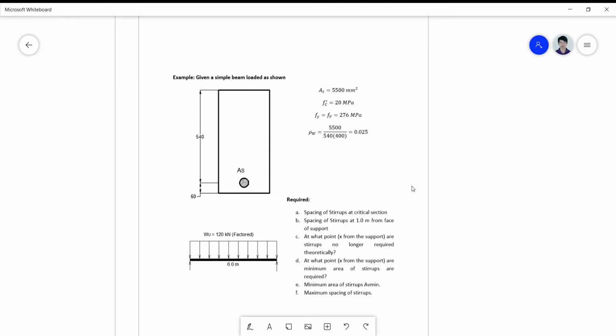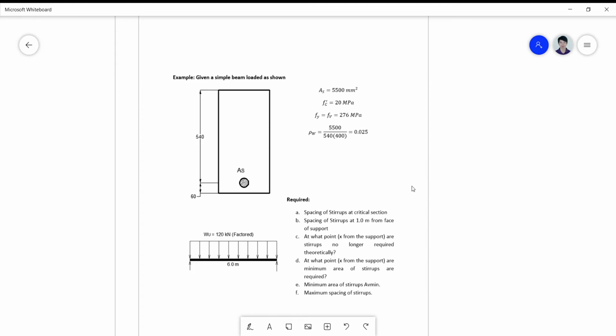Okay guys, so let's solve a problem here on shear concepts. We have here a simple beam loaded as shown. It's a single reinforced beam with a depth of 540, a cover of 60 millimeter, and an area of steel which is 5,500 millimeters square.